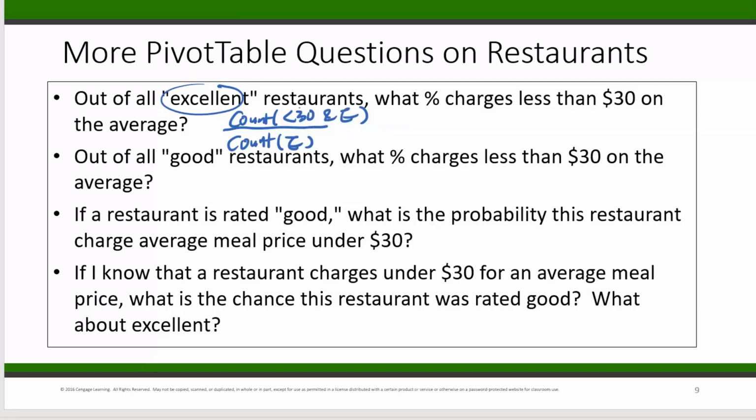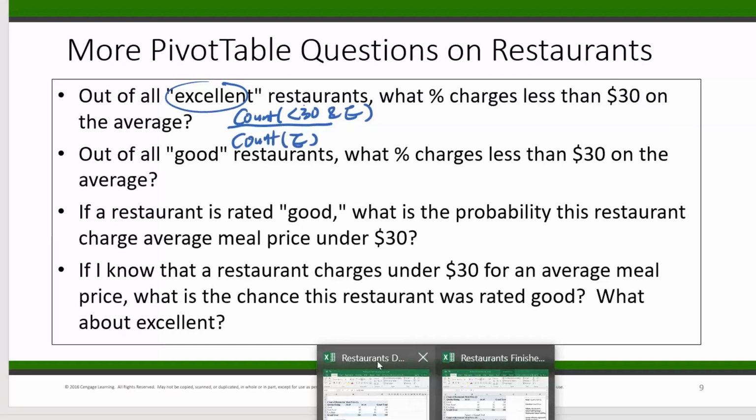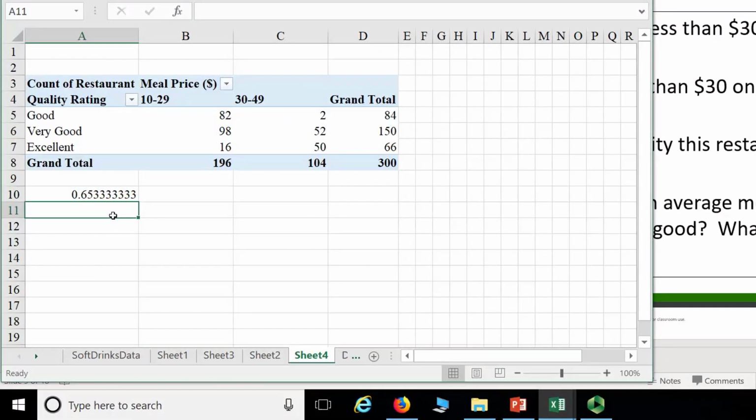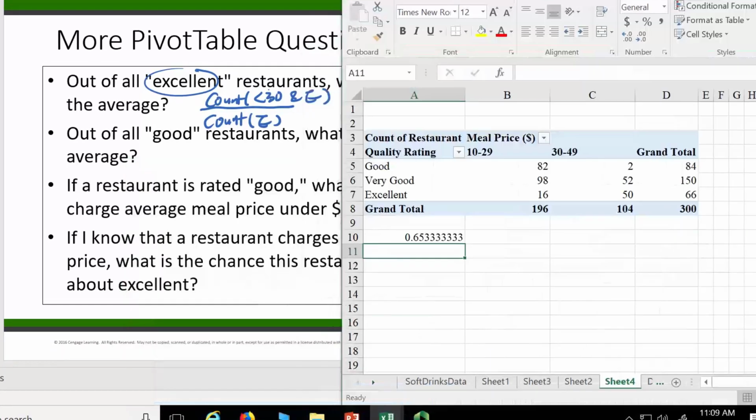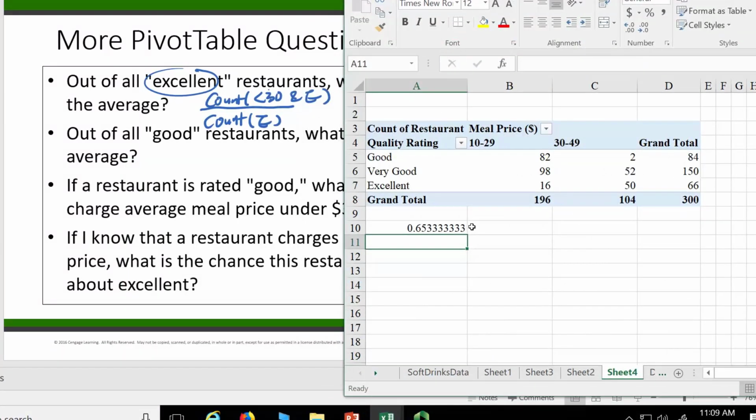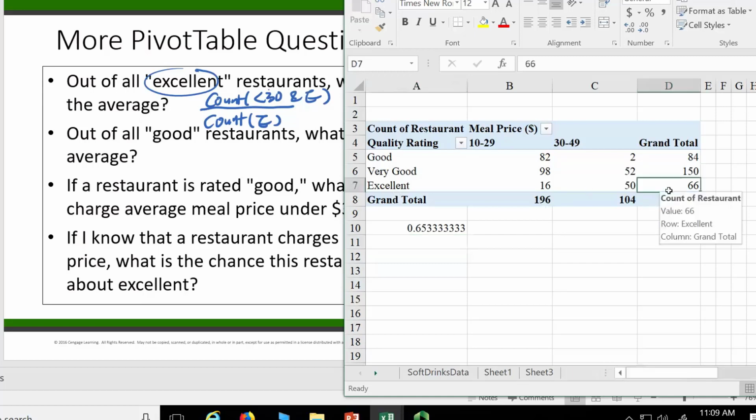So if I look over here, what goes in the denominator? That's the count of excellent, right? So what is the count of excellent? 66, right. So 66, that's over here. Excellent, the grand total, 66.